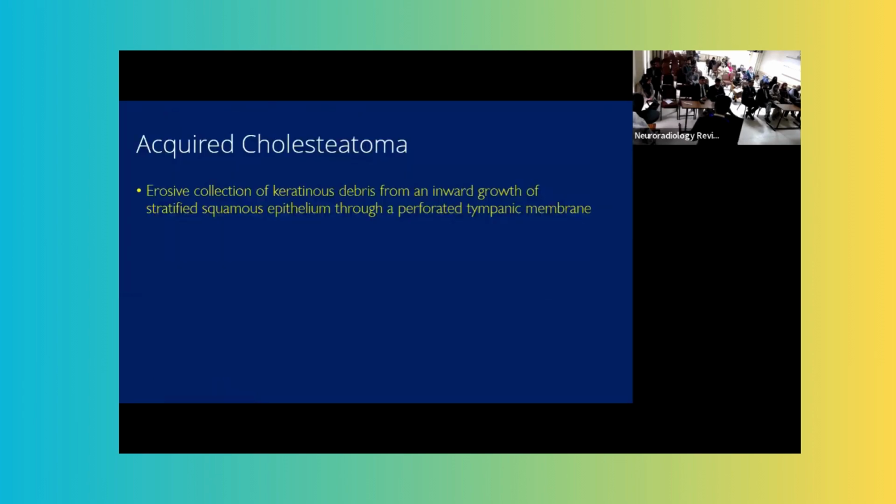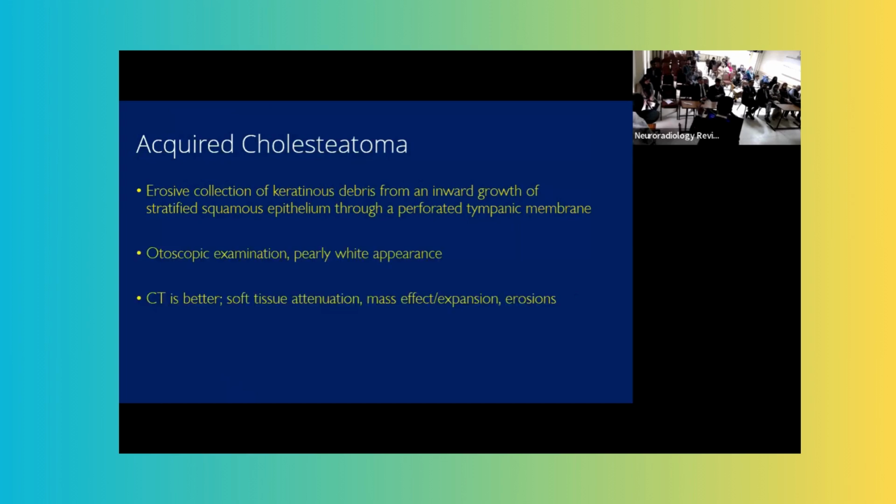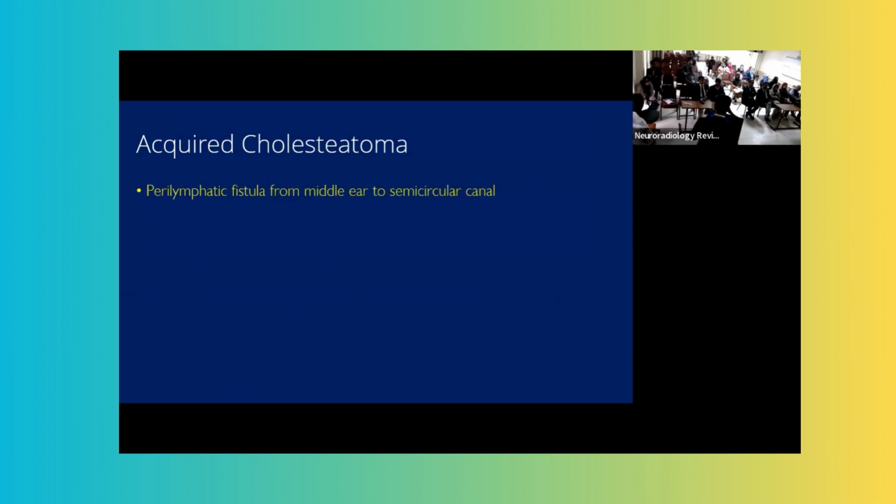Basically, there are three features of cholesteatoma. One is erosion, mass effect, and soft tissue attenuation. And pars flaccida cholesteatoma is more common than the pars tensa. And it can erode adjacent structures such as the facial nerve or cochlea or semicircular canals, and they can cause symptoms. And MRI is very important for recurrent cholesteatomas.